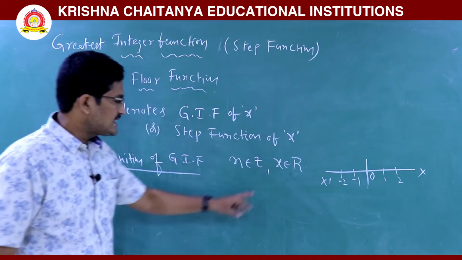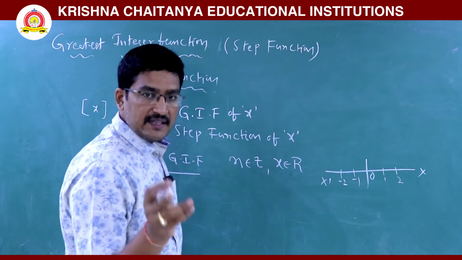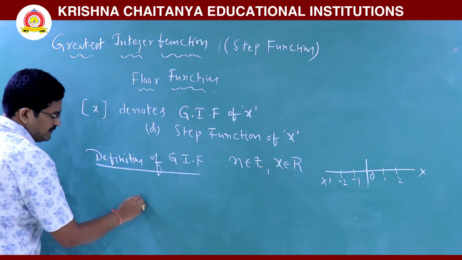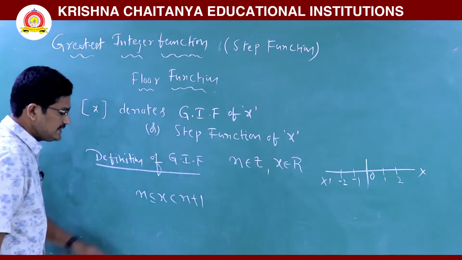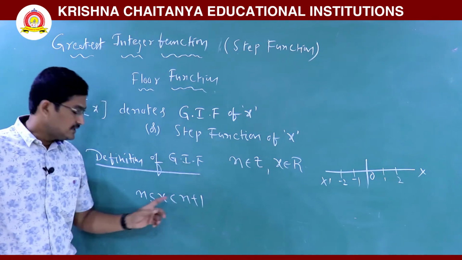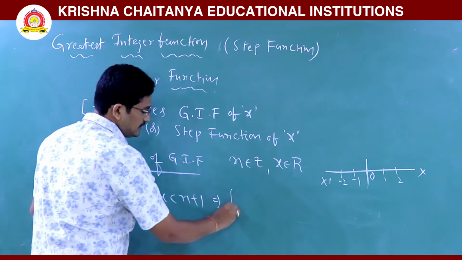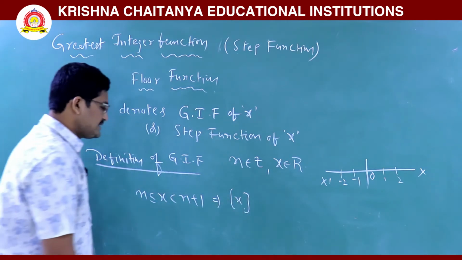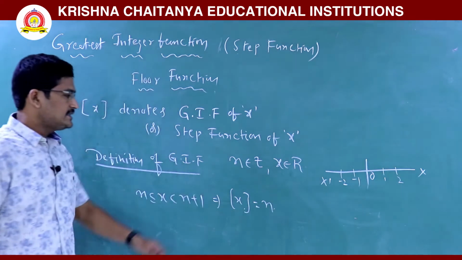So, I am taking this x value which lies between two consecutive integers, n comma n plus 1. This real value lies between these two consecutive integers. Then we have to define the greatest integer function of x, the step x. The step x is equal to n. This is the definition.